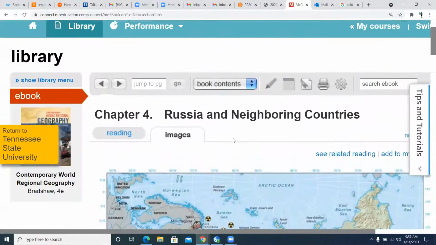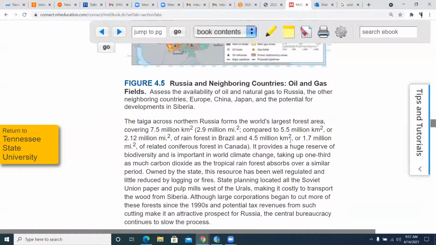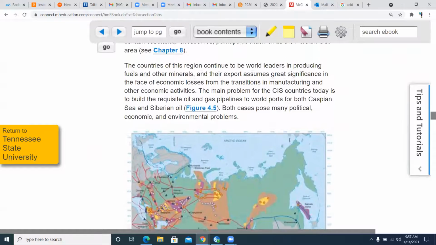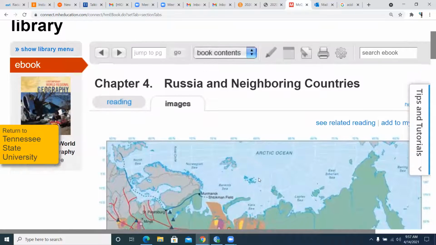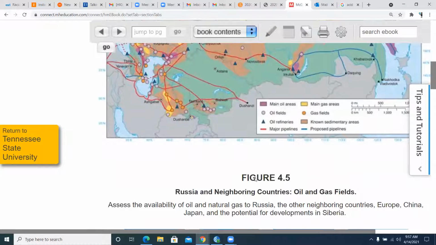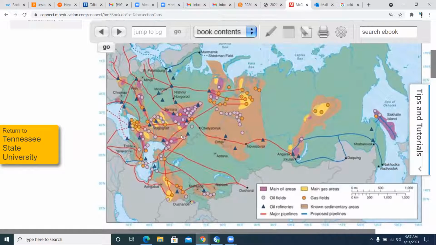What's complicating matters is this region is developing its oil and gas resources. And so if you notice on this map, figure 4.5, a lot of this oil and gas infrastructure is relatively new. So remember, this region was communist. There was not an effort to develop commercial or export oil and gas resources until recently, until after the fall of the Soviet Union in 1991. So since then, there's been this scramble to produce oil and gas, right?